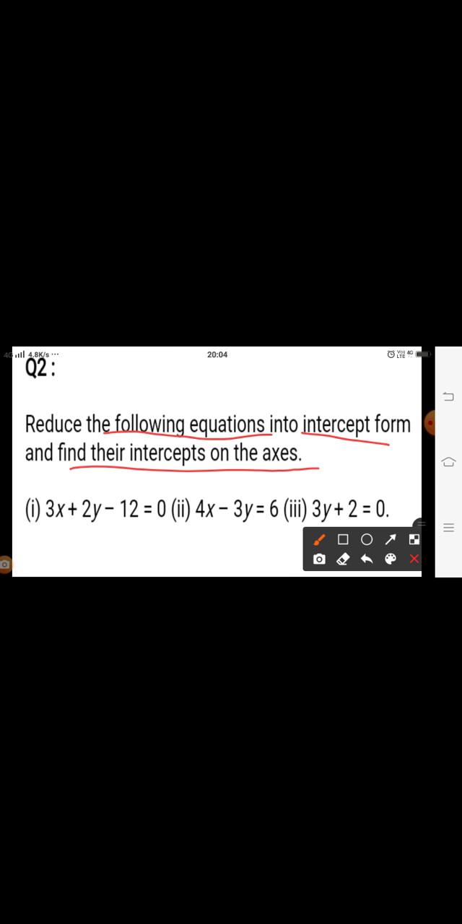Here we have question number second, and in this question, reduce the following equation into intercept form and find their intercepts on the axes. The intercept form, we know, is x upon a plus y upon b is equal to 1, where a is the intercept on the x-axis and b is the intercept on the y-axis. Then let us reduce this. Here also I am going to solve the first part out of these three. The equation given is 3x plus 2y minus 12 equal to 0.